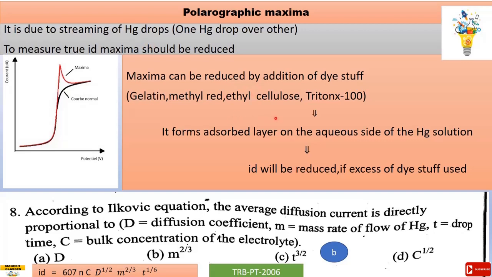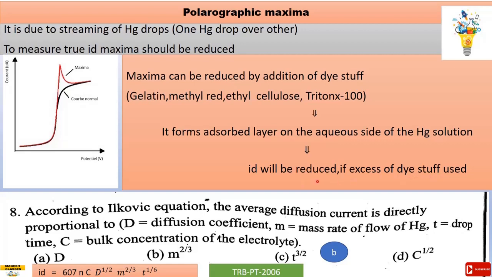So what happens when it is added? It forms an adsorbed layer on the aqueous side of the mercury solution interface, so that ID will be reduced. You have to note that when excess of dye stuffs are used, the ID will also be reduced.